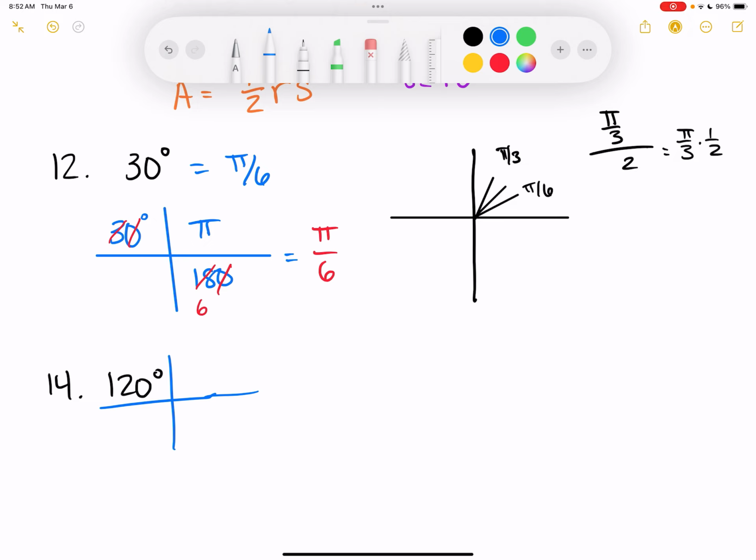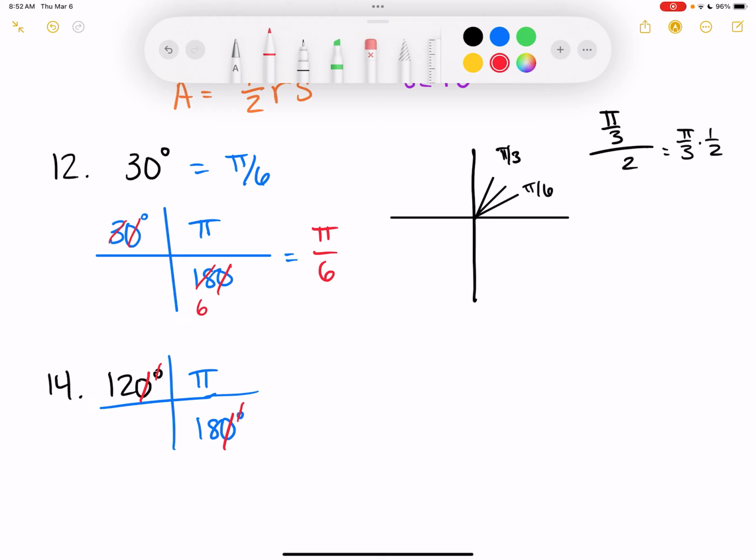So again, pi over 180, because that causes degrees to cancel. Think about it. Whenever you have something top and bottom of a fraction, you want those units to cancel. So the degrees are canceling in this situation. And then the zeros here, since they both have a 0 on the end, I can cancel those out, essentially dividing by 10. So now I've got 12 pi over 18.